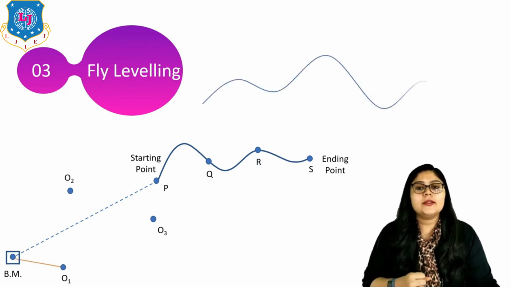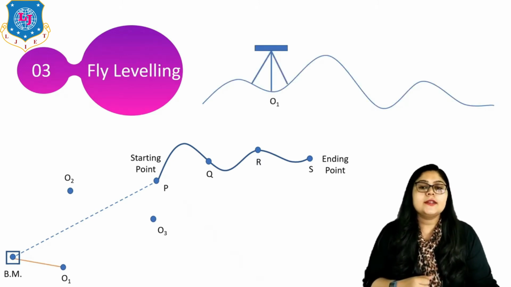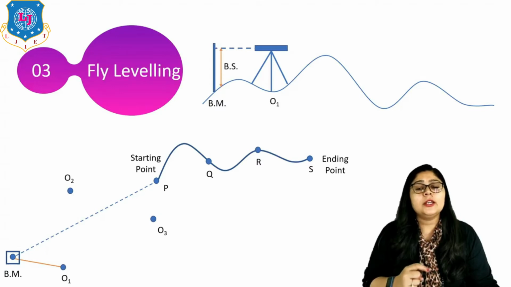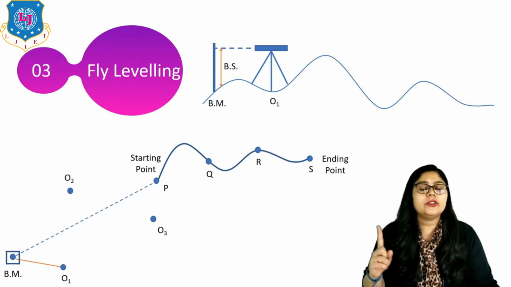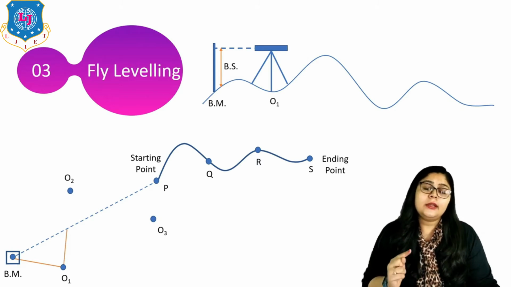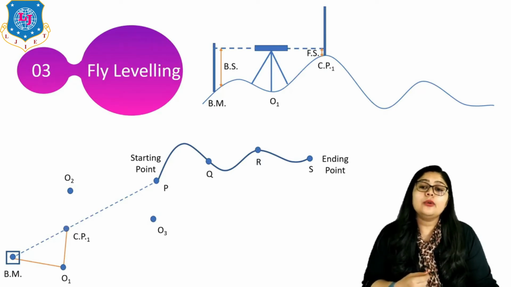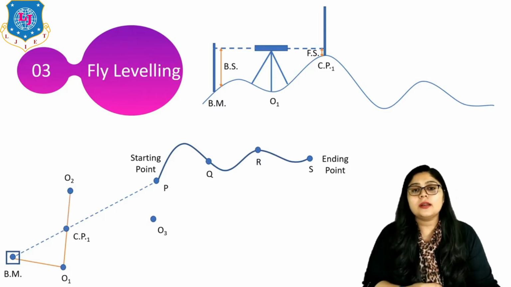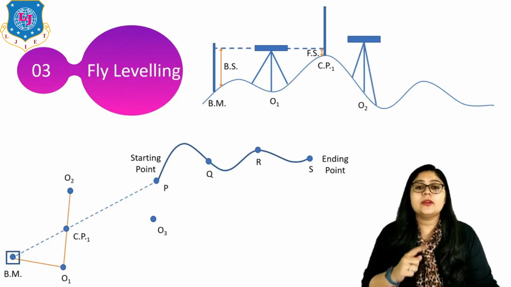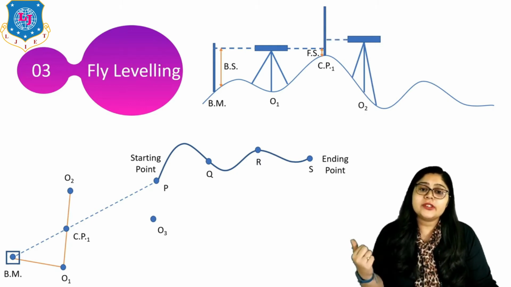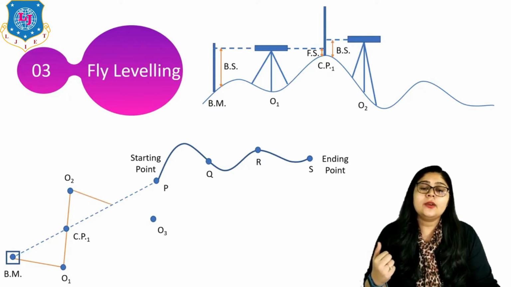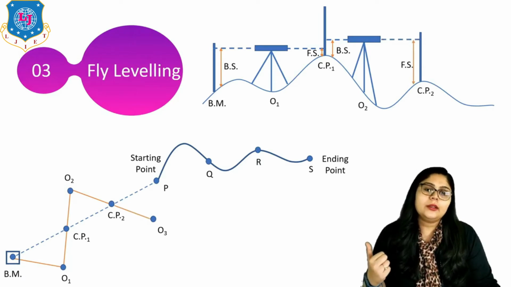So to better understand this, assume this is the condition over there and this is my instrument setup O1. If I am connecting it to my benchmark, it means in the backward direction, it is the first reading, which is known as the BS, right? And now you can see in this figure that I am connecting to the midpoint. It means the next reading, which is known as the FS. After that, I have to shift to the other side. It means I am shifting my instrument to O2. Again, I am taking the first reading, which is known as the BS, and the last reading, which is known as the FS. It means my change point 1 and change point 2 are there, right?